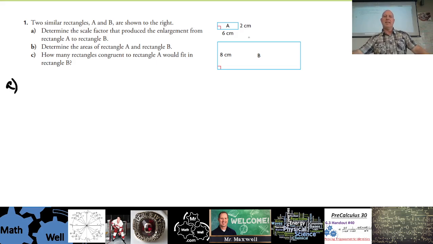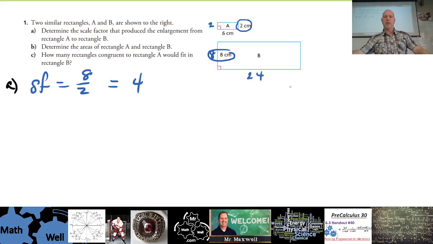I'm going to see if I can identify corresponding parts of these 2 diagrams. It looks like I have a height here, or this width, and it looks like I have a width here. That's all you need. Corresponding parts of similar diagrams. So 2 and 8. You see that? So we've got the scale factor is 8 over 2 or 4. Does that make sense? So 2 times 4 is 8. That means that 6 times 4, this should be 24 down here. And that's actually going to be pretty important because B asks us to find the areas.